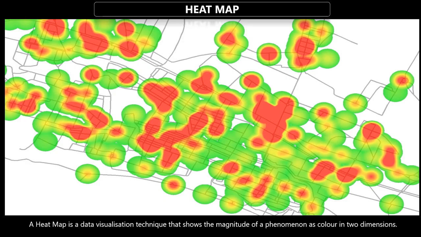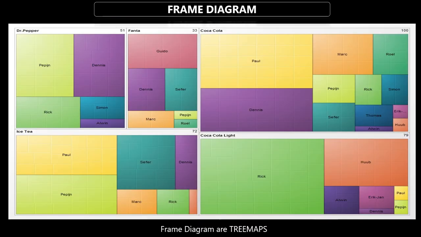A heat map is a data visualization technique that shows the magnitude of a phenomenon as color in 2 dimensions. The color variation may be by hue or intensity, giving obvious visual cues to the reader about how the phenomenon is clustered or varies over space. Frame diagrams are tree maps that clearly show the relationship structure in hierarchy. A frame diagram consists of branches, each with more branches connecting to them, with each level of the diagram consisting of more and more branches.